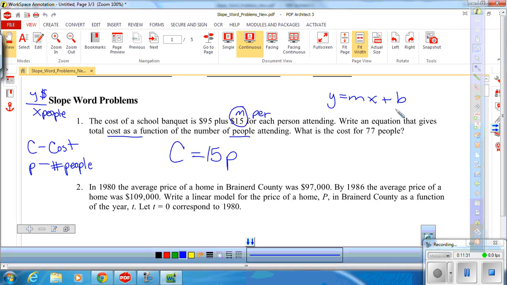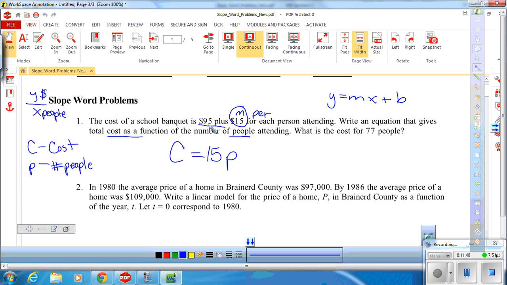B is the y-intercept, though. We said it was a starting point. So a starting point is basically where there's 0 people. Well, notice that they said that the cost of the school banquet is $95 plus $15 for each person attending. This is a starting value. You'll find this in a lot of things.